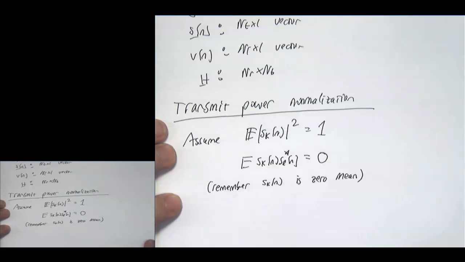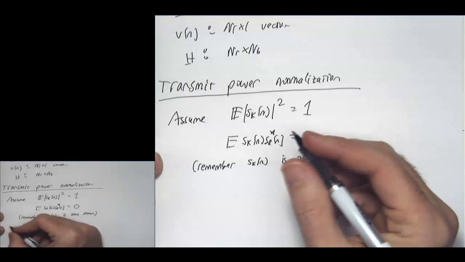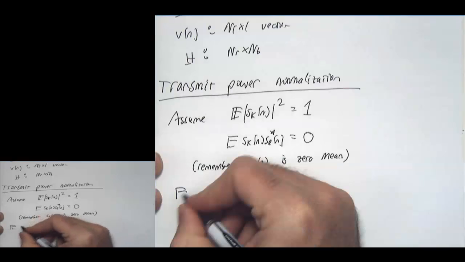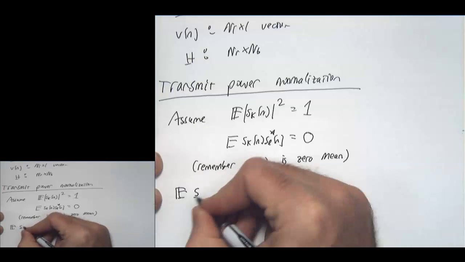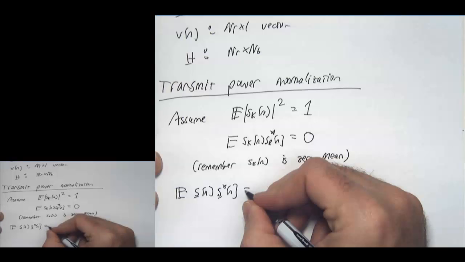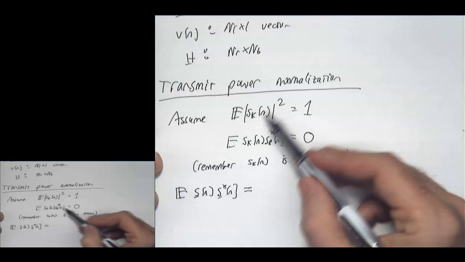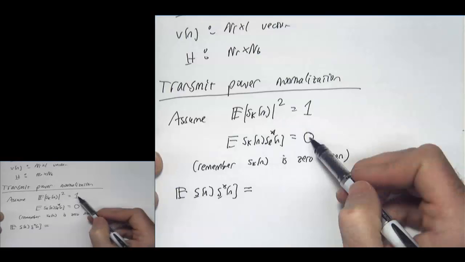So I didn't mention that here, but that's always the case here. Now, if we look at the expectation of the symbol vector here, S of n, S star of n, which corresponds to the covariance matrix because it's 0 mean, then the off-diagonal terms are 0, the on-diagonal terms are 1, so this is just an identity matrix here.